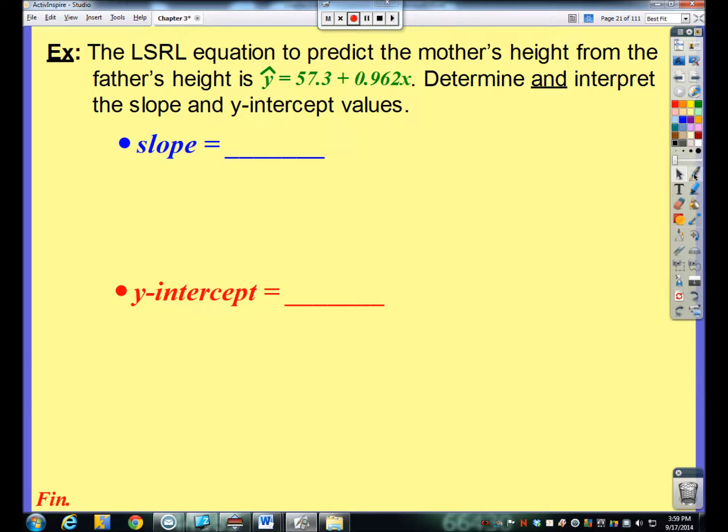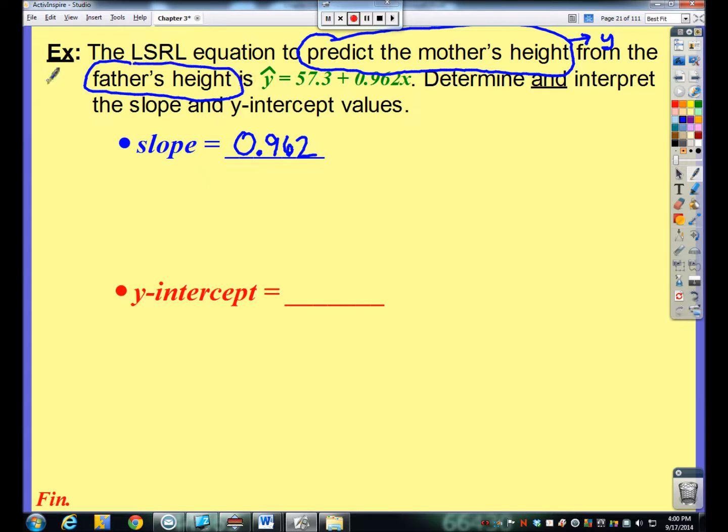So first, to determine the slope, well, the slope's the value that's with our x, so it is the 0.962. Now, to interpret what that means, I need to know what was x and what was y. We were trying to predict the mother's height, so what we were trying to predict is y, and what we were actually using, the father's height, that is x. So I'm going to say for every 1x, where x is the father's height, but what is the height in? It was in inches. So we could say for every inch, that implies 1, right? We can get away with that.